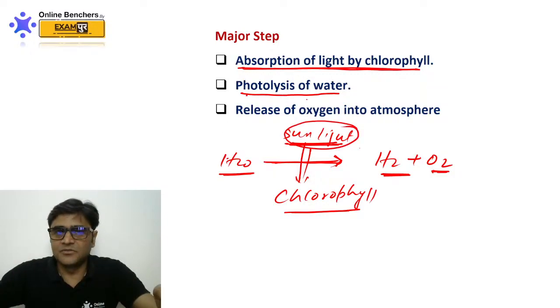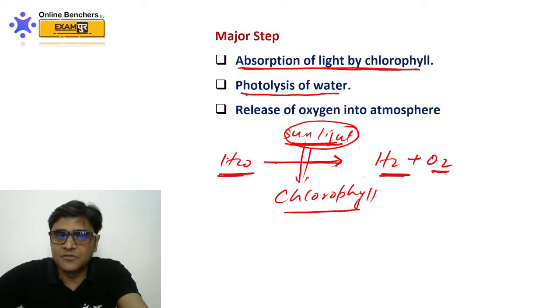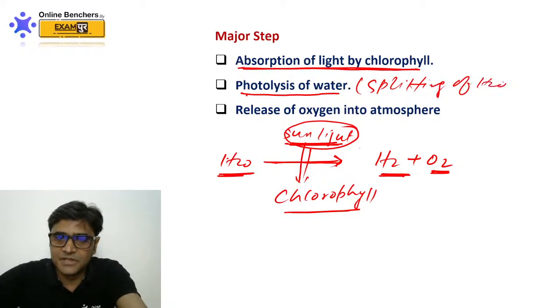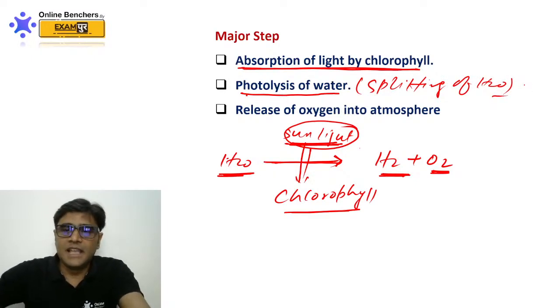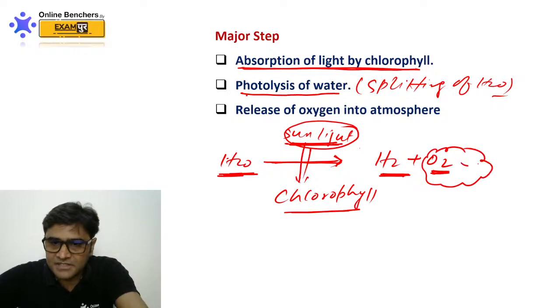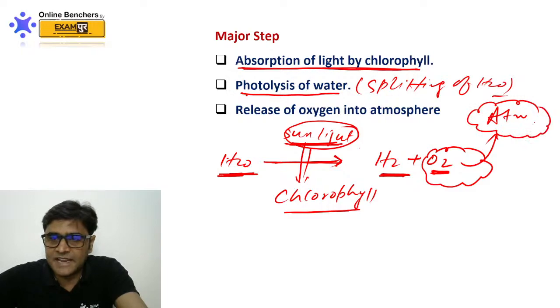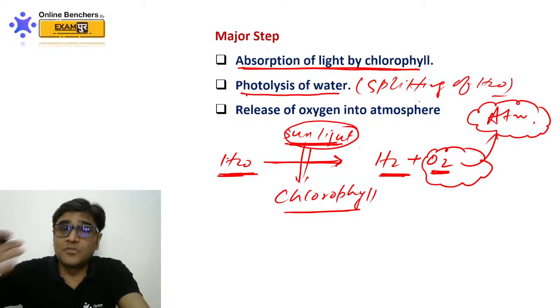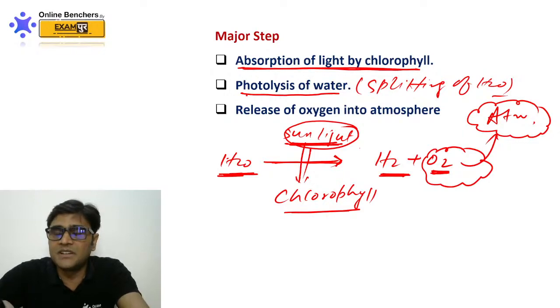Lysis means breakdown. So with the help of sunlight, water splits to form hydrogen and oxygen. This is also called splitting of water. During splitting of water, hydrogen and oxygen are formed, and this oxygen is released into the atmosphere. So we have already discussed that oxygen released during photosynthesis comes from which one? It comes from the splitting of water.